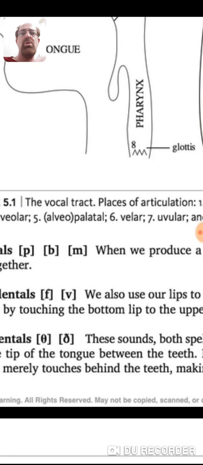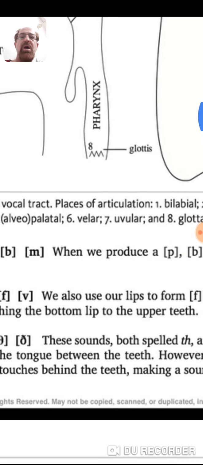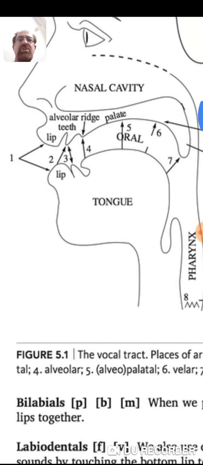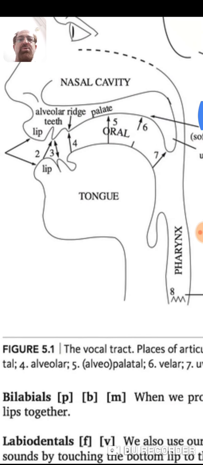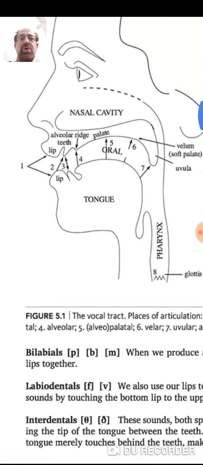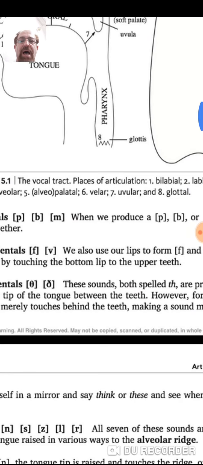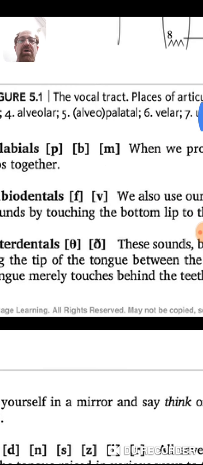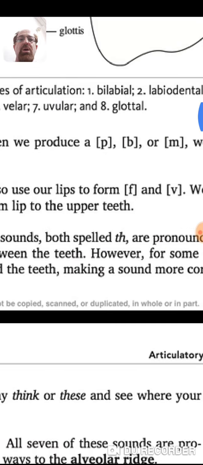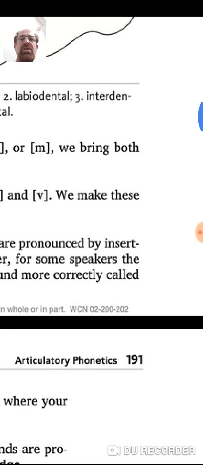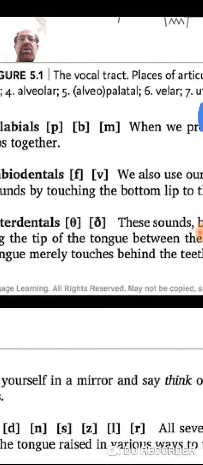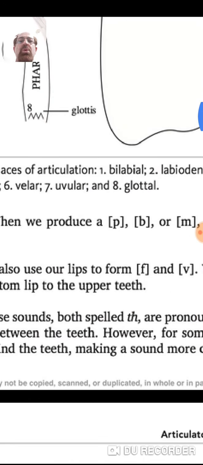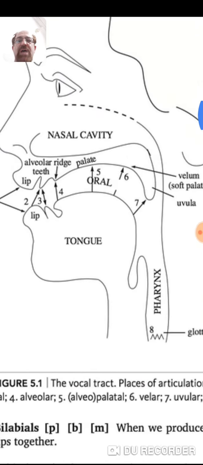What does it mean, vocal tract? It means this area in which we make sounds in all languages around the world. And places of articulation. These are the places of producing sounds. Let us work on the places. As you see here, we have number 1 bilabial, number 2 labiodental, number 3 interdental, etc., up to number 8. We want to work with these numbers as you see here.